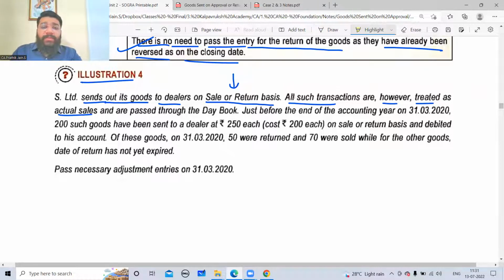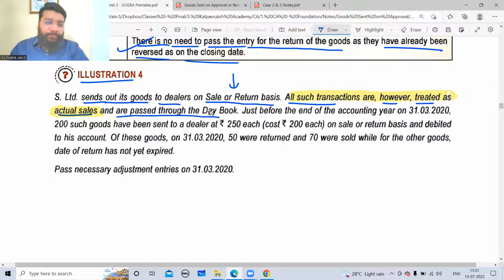Now, what is the significance of this particular line? Online people not responding. What is the significance or the importance of this line? It is on casual basis. Yes, it is on casual basis. All such transactions are, however, treated as actual sale and are passed through day book. Day book is basically one of the accounting books, called a day book.